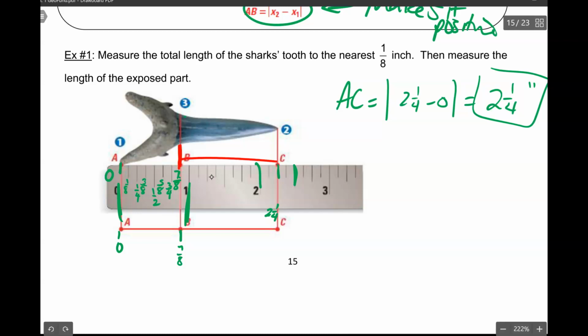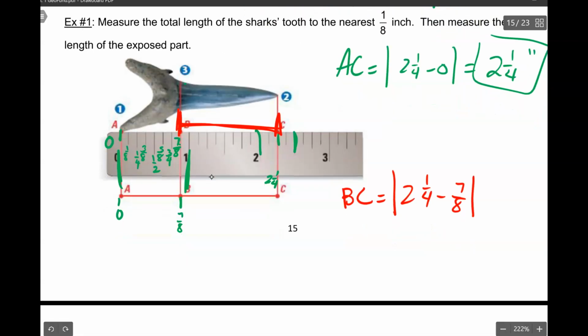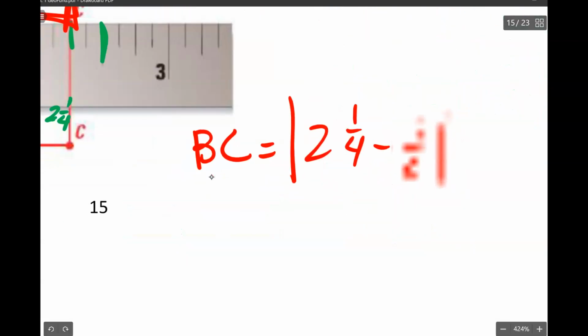Then we want the length of the exposed part. So this exposed part is just this distance, how much tooth is showing. If I want the length from B to C, that's the length of the exposed part. So I'm going to take x2 minus x1: 2 and 1/4 minus 7/8. All right, let's get going with the math. So this is going to be the absolute value. If I rewrite, this is 9/4 minus 7/8. We have to make the same denominator, so I multiply by 2 over 2.